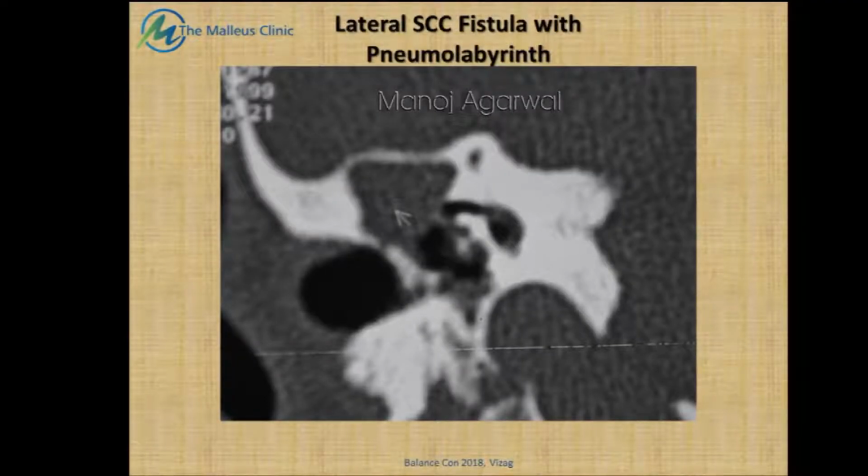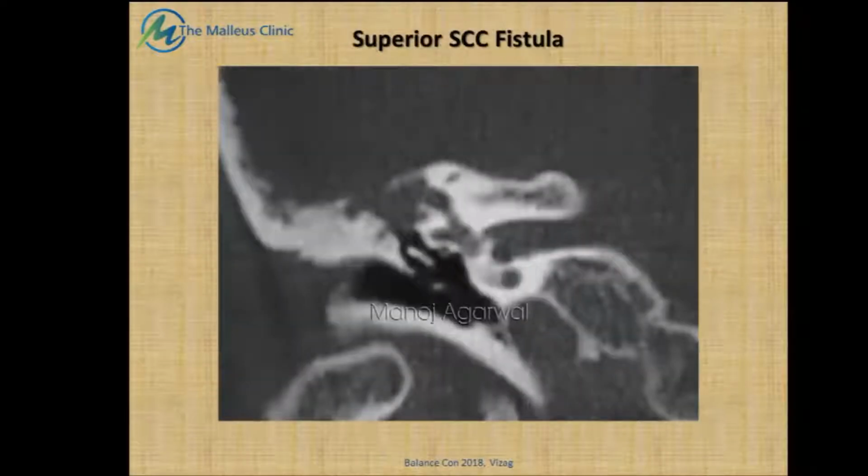So if you have a pneumolabyrinth like this, all the more clear for you that your patient is having a frank lateral semicircular canal fistula. But then, as I said, is it always the lateral semicircular canal? No, my friends. Look at that. That's the superior semicircular canal, which has been eroded by this localized disease.